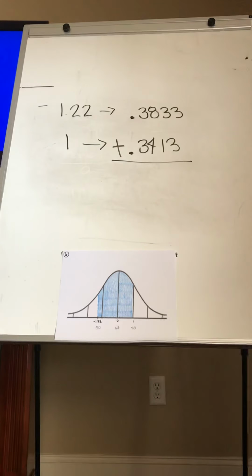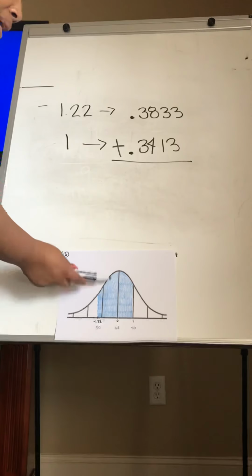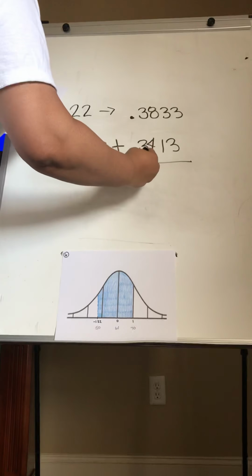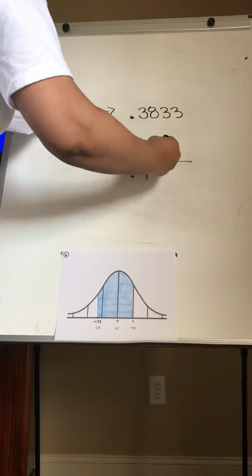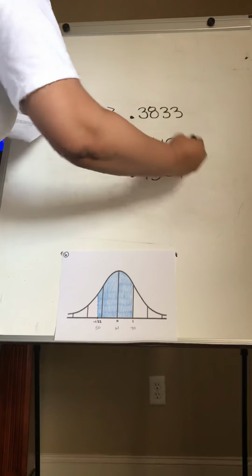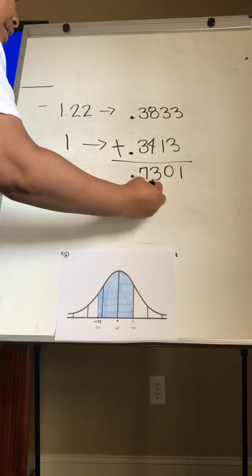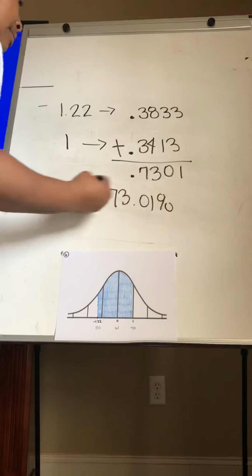You add them together because they're on different sides of the middle. You have one on the right and one on the left. You got a right piece and a left piece. So if you add them together, you have 0.7301. So that percentage would be 73.01%.